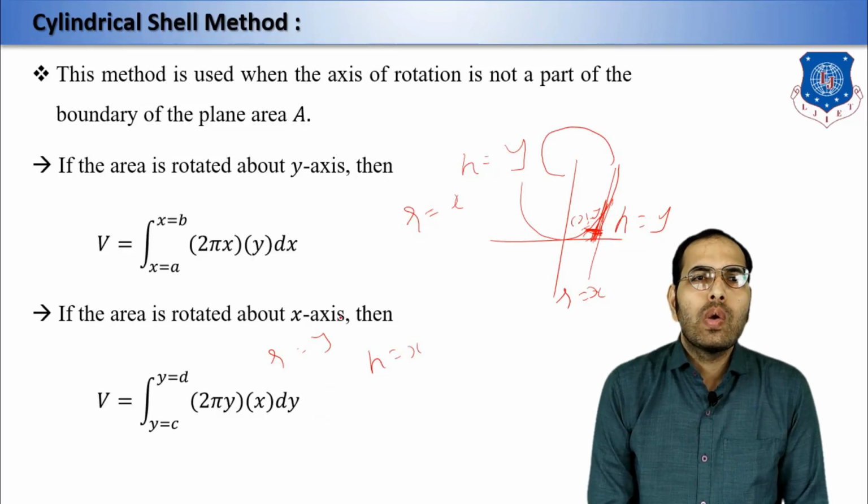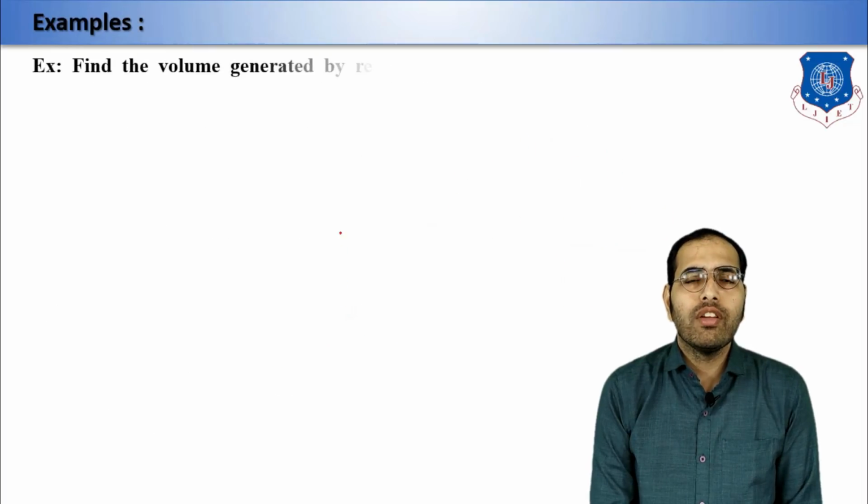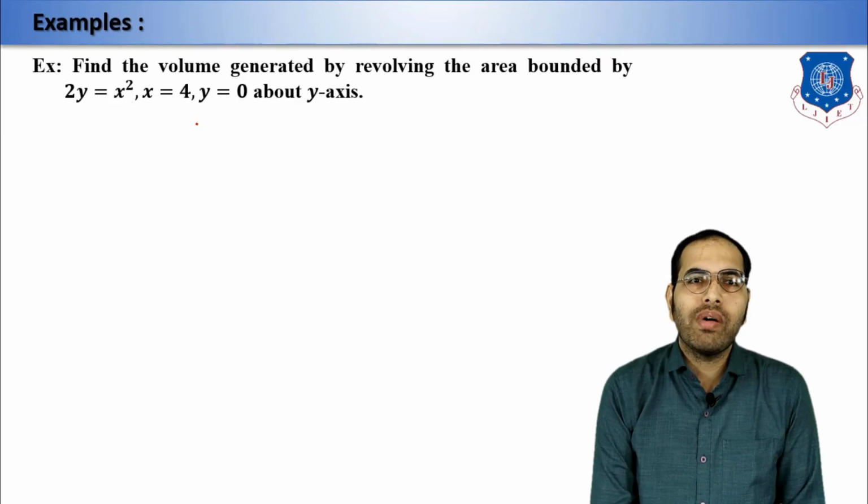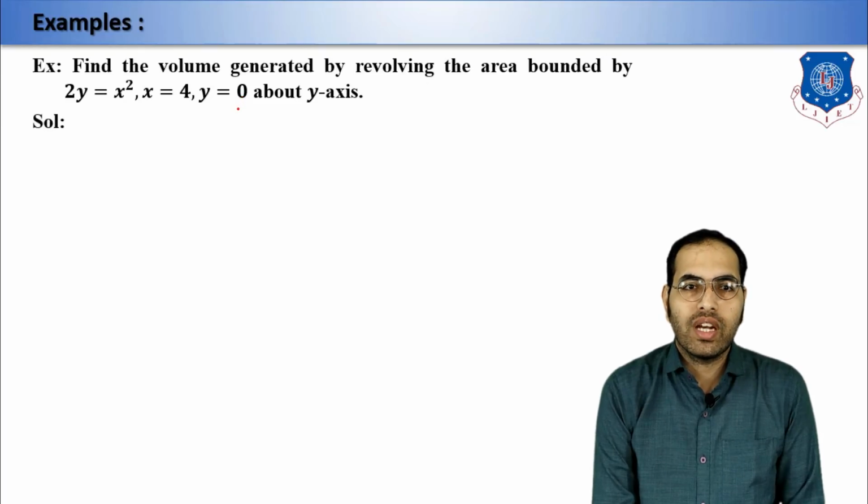Let's see one example. Find the volume generated by revolving the area bounded by 2y equal to x square, x equal to 4 and y equal to 0 about the y-axis. Here 2y equal to x square is the equation of a parabola, and x equal to 4 and y equal to 0 are equations of straight lines.